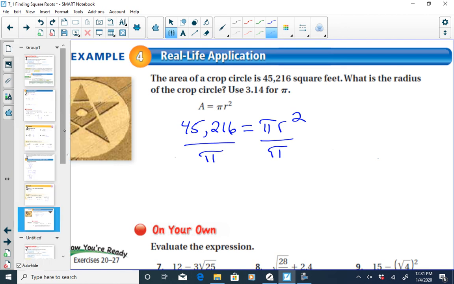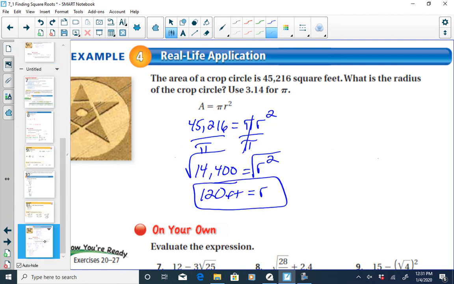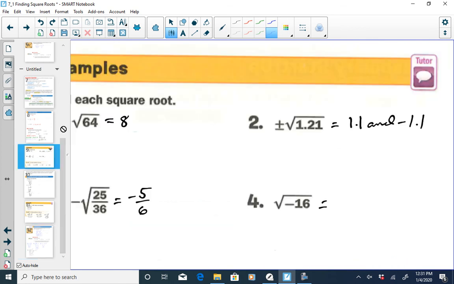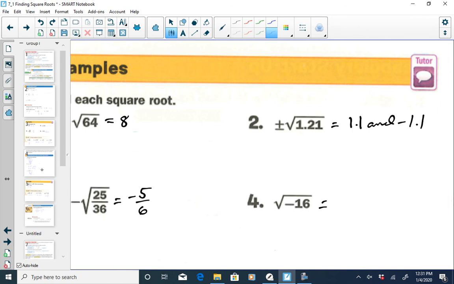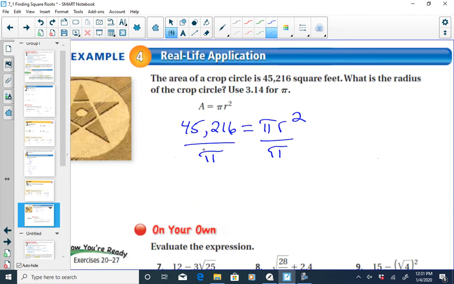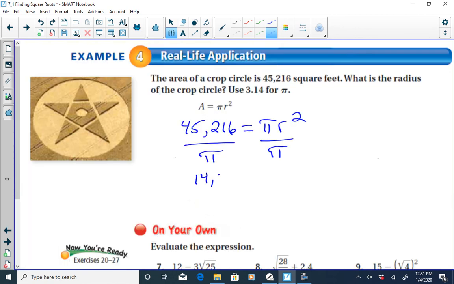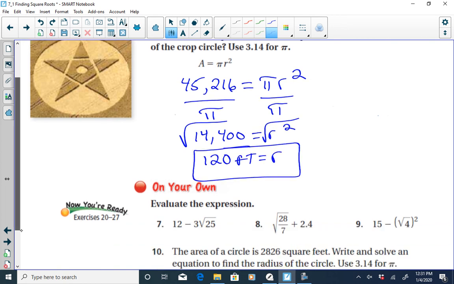I don't have a calculator, so I'm going to cheat and look at my notes because I forget. That's going to be 14,400. All right, so I'm going to go back up here. And that's going to be 14,400 is equal to r squared. And then we take the square root of both sides of that equation, and we get 120 feet is going to be equal to the radius there.